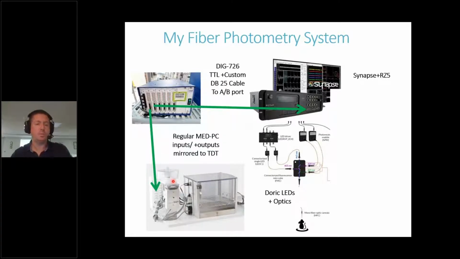What we do is create a go-between between our behavioral system and the Synapse and Tucker-Davis system, where all the inputs and outputs from Med Associates are collected as they would be normally. This is our behavioral system. Then we use this DIG 726 TTL card that has the same exact DB25 cable that the Synapse has, but they don't have quite the same connectivity. So we make a custom cable to let the two talk to each other. In this way, we just mirror all of our behavioral events and put everything on one clock. For those of you interested in doing this kind of setup, this is what mine looks like.